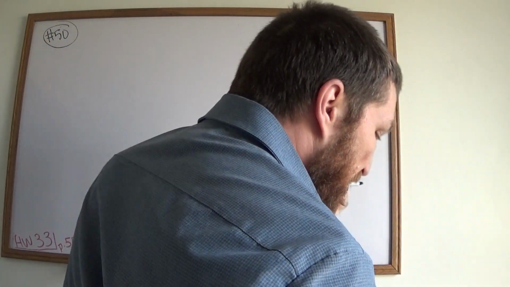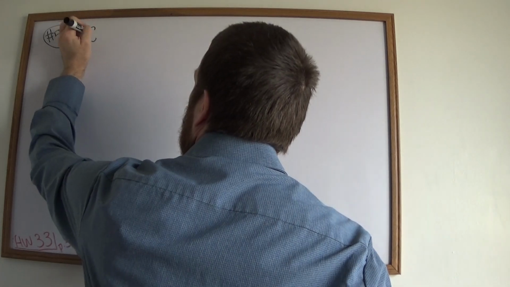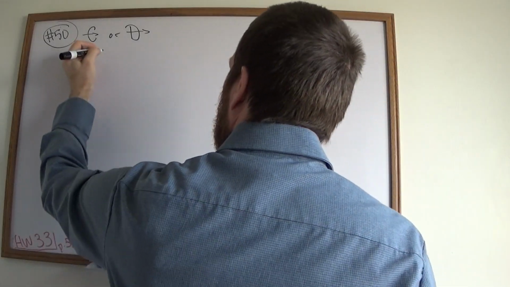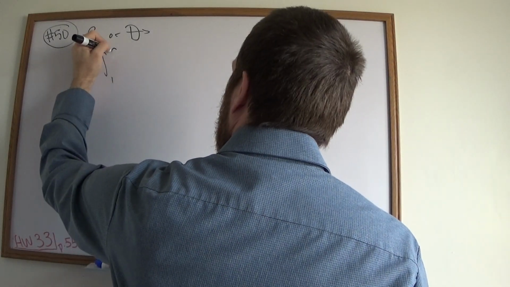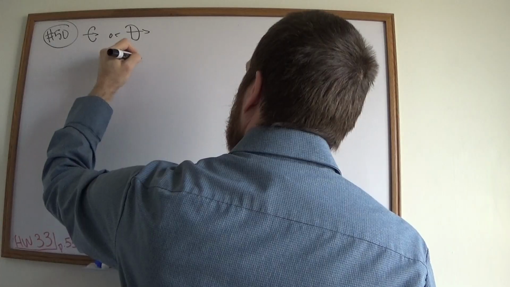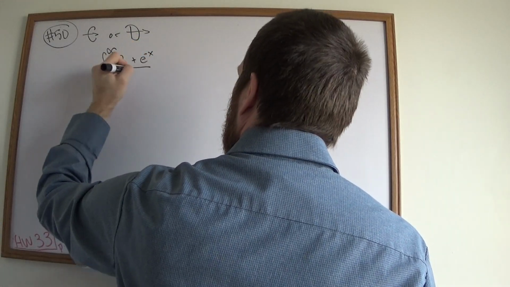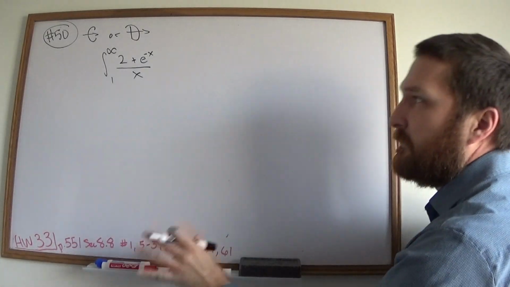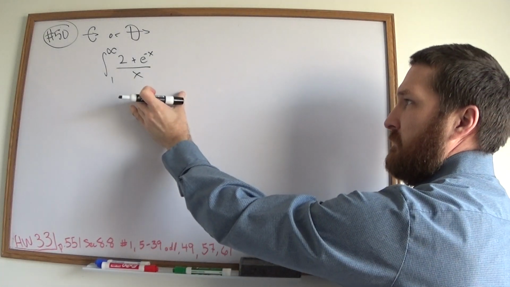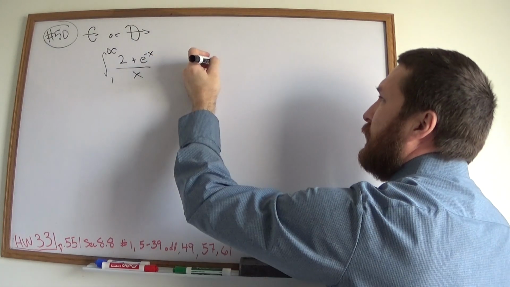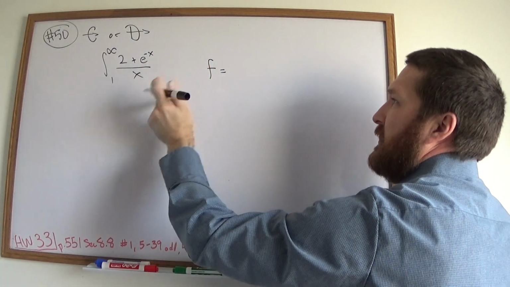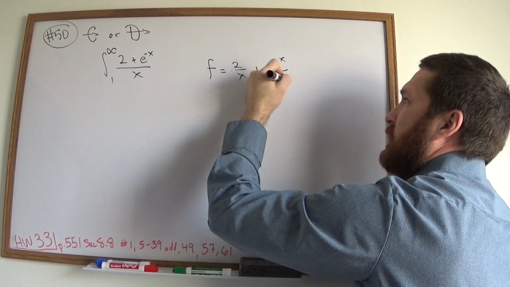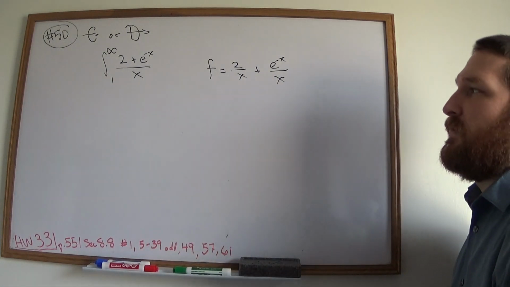It says to use the integral comparison test to tell whether this is convergent or divergent. Okay, so the integral from 1 up to infinity of (2 plus e to the negative x) over x. Here's my function. I'm just going to rewrite this function. There's my function f, and it's 2 over x plus e to the negative x over x. Sometimes that's the first thing you want to do, just rewrite it.